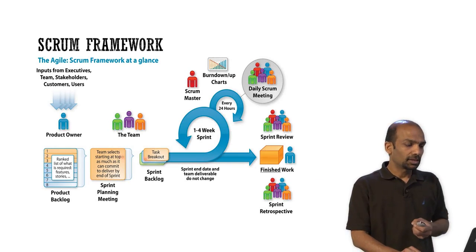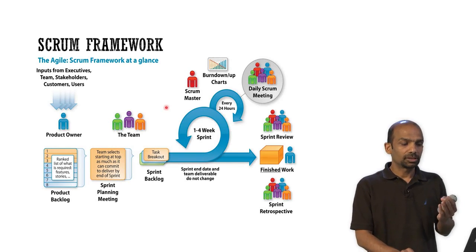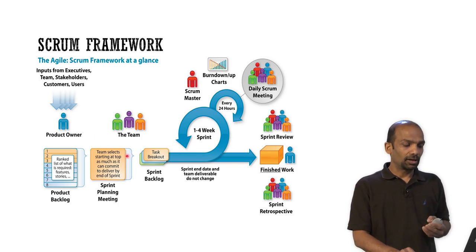To summarize, there are 3 roles in Scrum: Scrum Master, the team, and the product owner. There are a couple rituals like sprint planning meeting, daily Scrum meeting, sprint review, and a sprint retrospective. And there are some artifacts like product backlog, sprint backlog, and burn down chart.